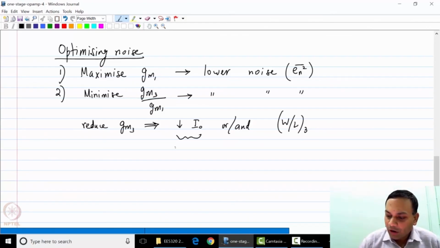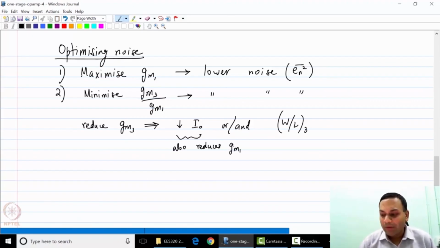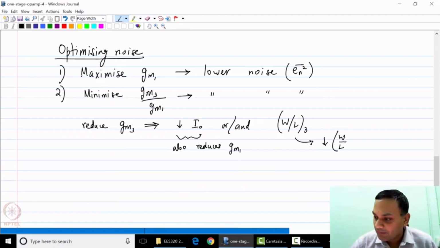Now this term also affects GM1 and many other parameters of the op-amp, so you would not prefer to do this, and therefore the only option is to reduce GM3. So the only option is to reduce the width to length ratio of 3.